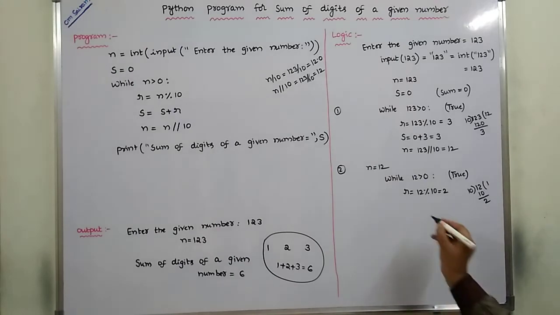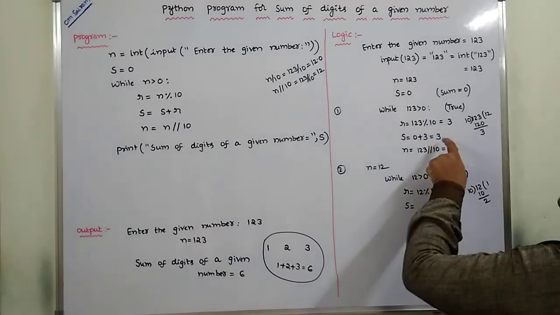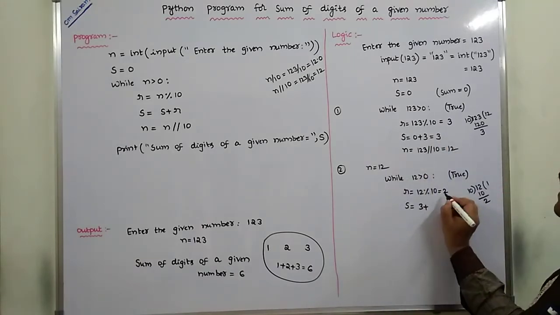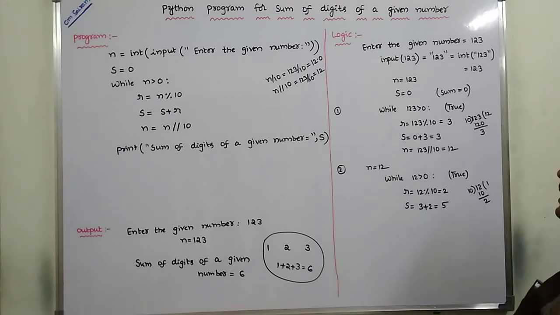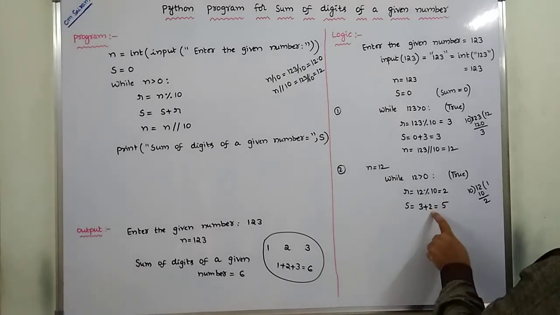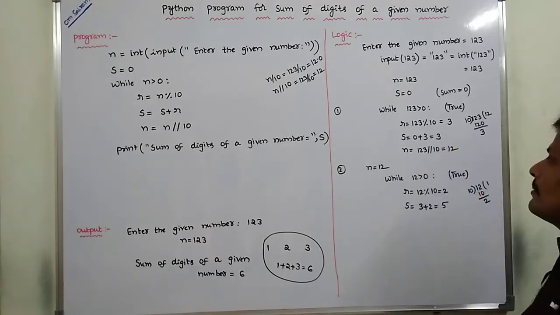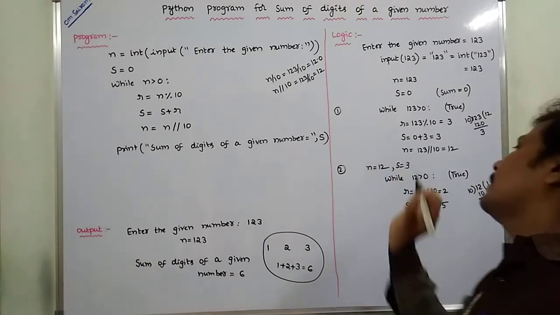Okay. Next one. S is equal to S plus R. Previous step, what is the S value? That is 3. 3 plus R value is 2. 3 plus 2 is equal to 5. In this step, R value is 2. That is S value in the previous step, that is 3. So here we are also writing S value is equal to 3.